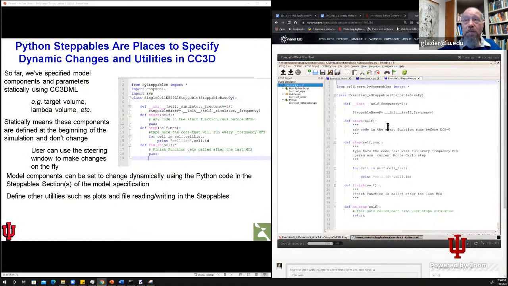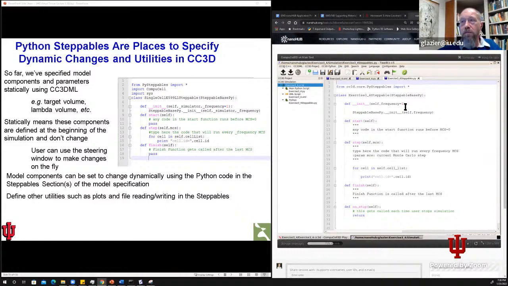And if we look inside of the steppable, what we will see at the top, and actually the syntax has changed a little bit. It's been simplified from what we have here. This is an older version of Python in CompuCell. From cc3d.core.PySteppables import star. That's importing all of CompuCell, so it's available in Python. And steppables are something called a class. And if you're not familiar with classes, you can think about these as functions or methods. In CompuCell, in Python, they have particular meaning.